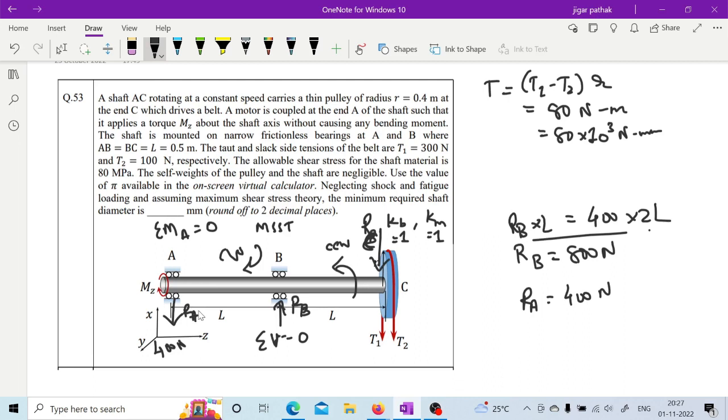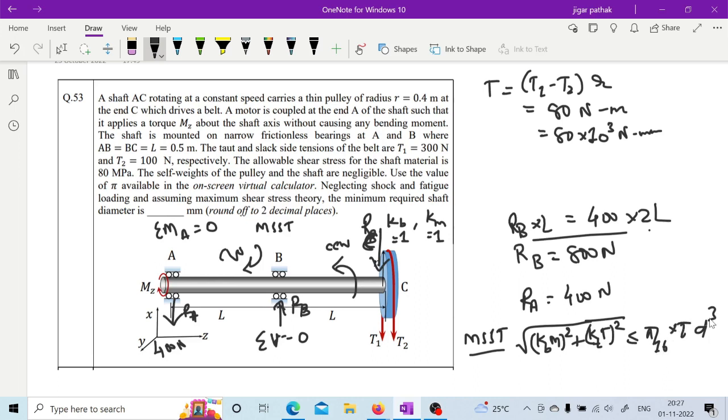Okay, so now it is clear. RA and RC both are downward, and RB will be upward. Now once you have all this data, you can apply MSST, the maximum shear stress theory. What this theory says is that the equivalent torsional moment, that is the square root of (KB into M) squared plus (KT into T torque) squared, must be less than or equal to pi by 16 tau d cube.